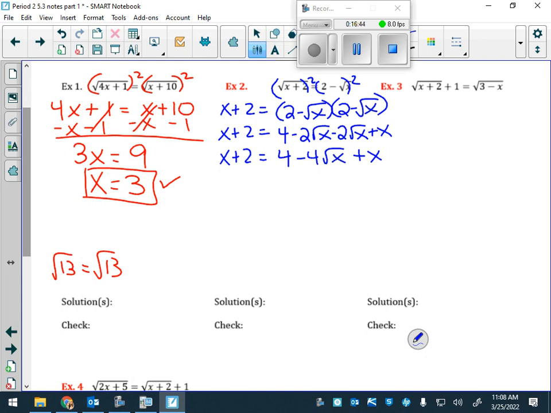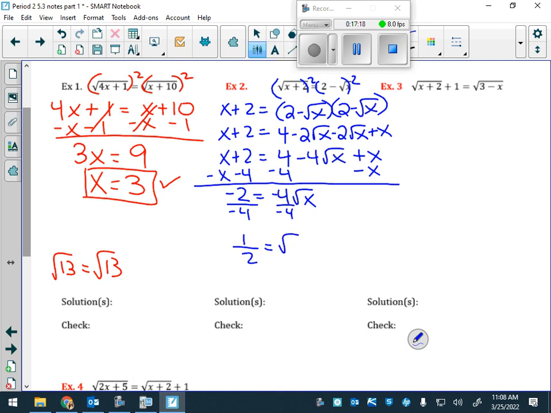Okay? Now I still have a radical showing. So I have to move the 4 and the x to the other side because I want to isolate that square root. So we subtract 4, we subtract x. So I have negative 2 equals negative 4 root x. Then what? Sam? Divide by negative 4. So I have 1/2 equals the square root of x.